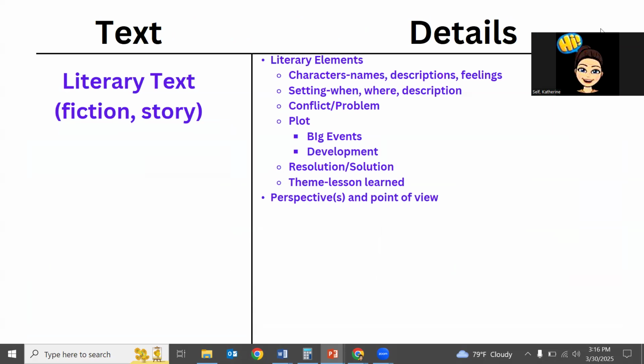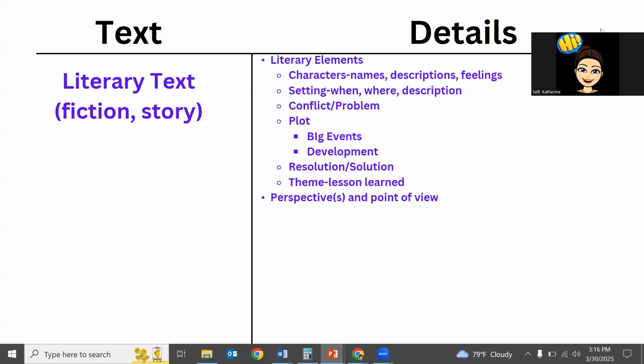So let's start with literary text. In literary text, we look for literary elements, which include characters, their names, descriptions, how they're feeling. We look for the setting, the when and where, and any description that goes along with that. We'll look for the big events that come along, including the conflict or the problem in the story. We look at how the character changes, or that development throughout the plot of the story, how the problem is solved. We look for the perspective of the character, again, their thoughts and feelings.